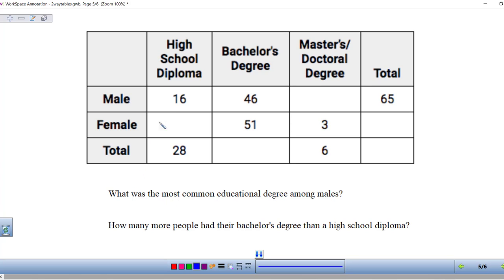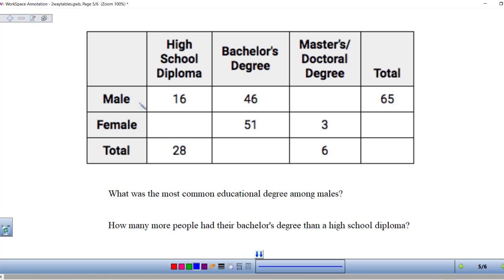Sometimes a two-way frequency table will have more categories. So this one has 3 by 2 instead of just a 2 by 2. And sometimes we have to fill in the missing blanks, and we can do that by either adding or subtracting with our totals. So before we answer these questions, we need to figure out what goes in the blanks.